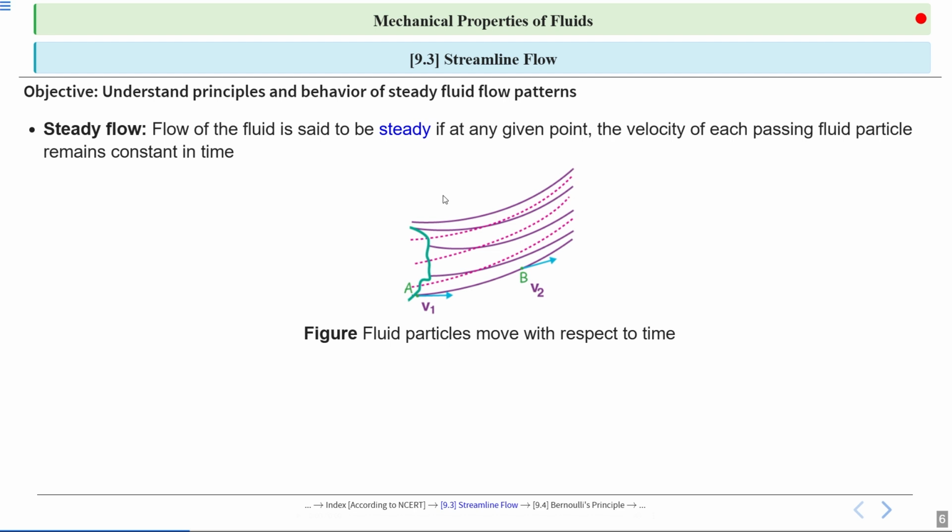Look at the figure, fluid particles move with respect to time. Their velocity at point A is v1, velocity at point B is v2. The figure shows fluid particles moving smoothly, and each one follows a predictable path. This is what we mean by steady flow.